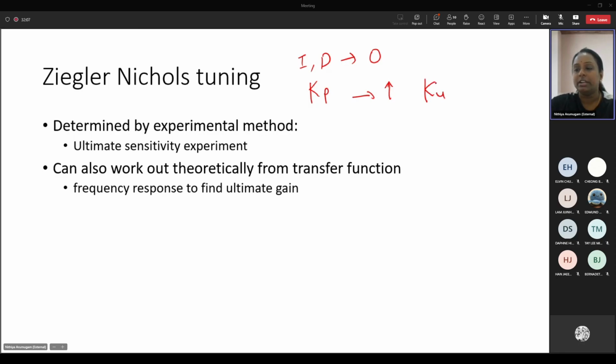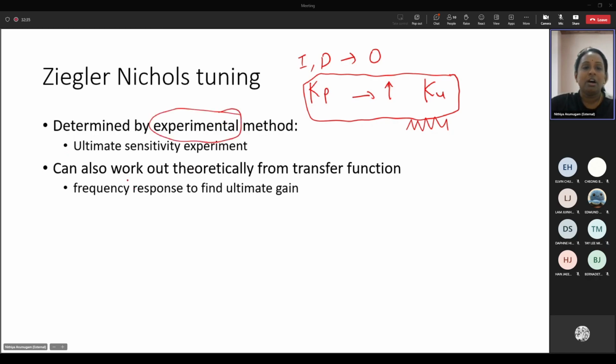So this is about Ziegler-Nichols tuning. When we increase the proportional gain until it reaches the ultimate gain, we can see the control loop has stable and consistent oscillations. This tuning can be done by two methods, either the experimental method or the theoretical method. The theoretical method, we also call frequency response, to find the ultimate gain.